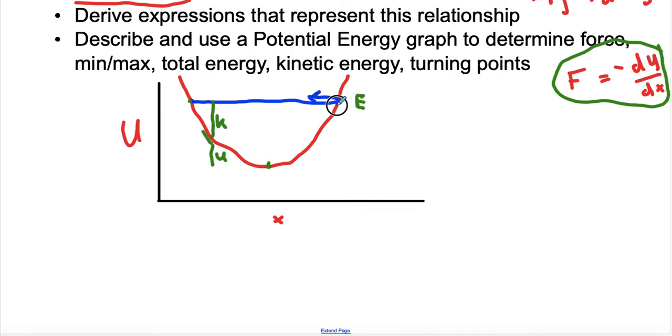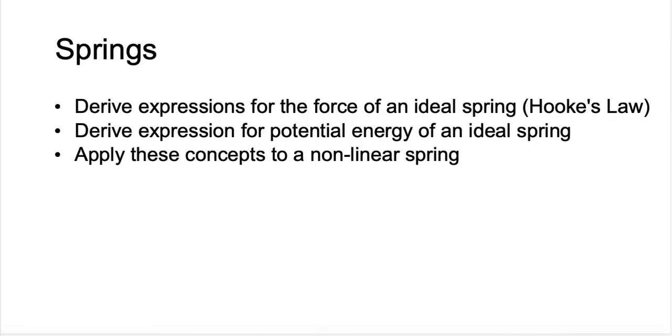Turning points are when the potential energy equals the total energy. That's where you're going to get turning points. Your maximum speed is going to be at minimums of the potential energy curve. And so you should be able to figure out all of these different things for that.